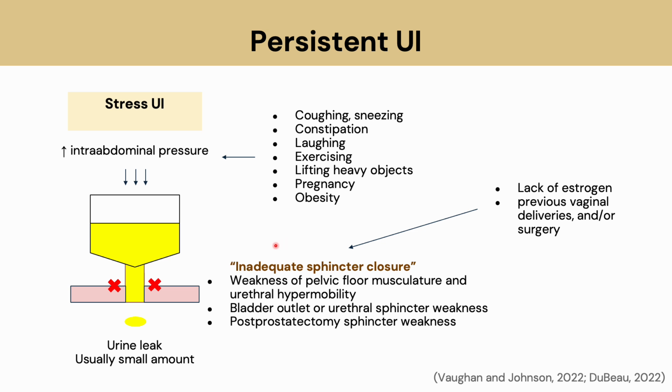Stress UI is much more common in women because the major risk factors include pregnancy, vaginal delivery, menopause, and estrogen deficiency, all of which weaken pelvic floor support and reduce urethral closure. In men, stress UI most commonly occurs after radical prostatectomy, where injury to the external urethral sphincter or its supporting structures reduces urethral closure pressure. So the key clinical features are leakage with increased intra-abdominal pressure, a small volume of urine loss, and no preceding urgency.